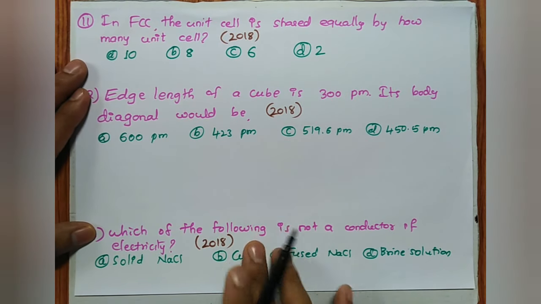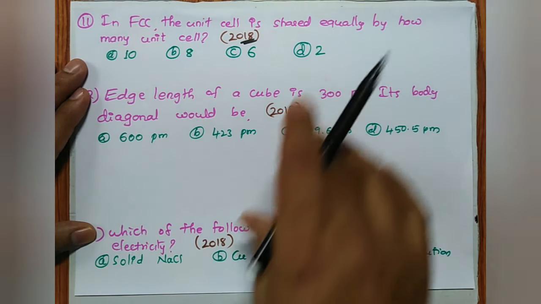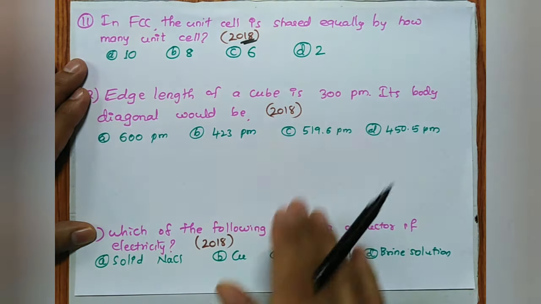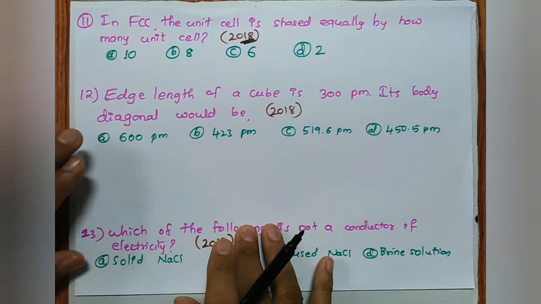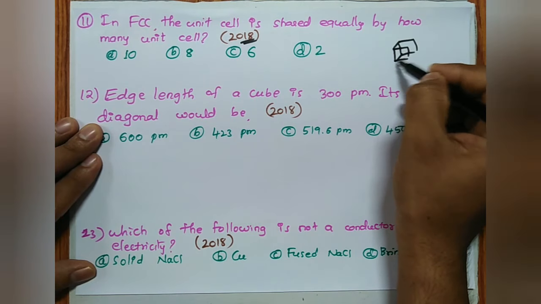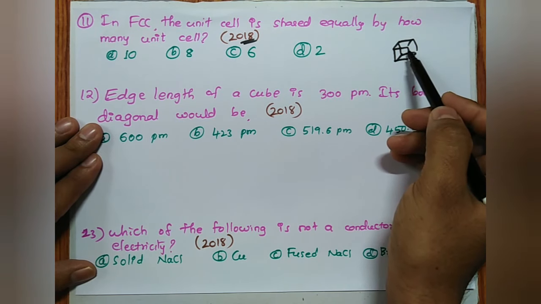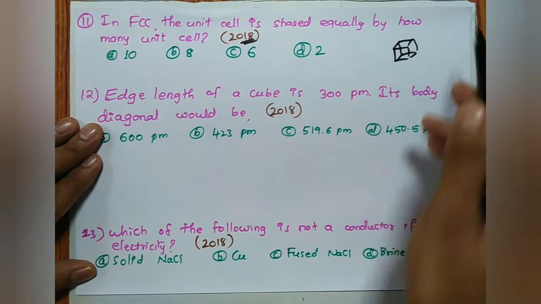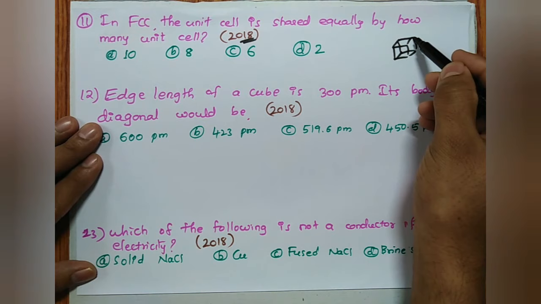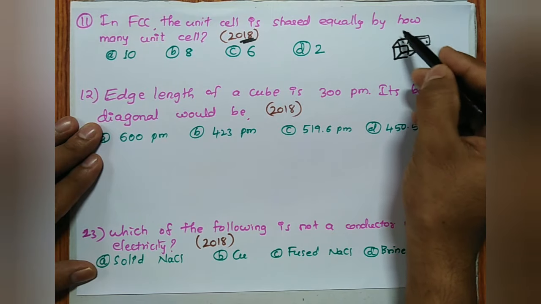Then the 11th question: in FCC the unit cell is shared equally by how many unit cells? It is actually a very tricky question. It was asked in 2018. If you think about the corner, it is shared by 8. If you think about the center, it is shared by 1. If you think about the face, it is shared by 6. So how to answer? One unit cell I can draw like this. Now you have to think, this unit cell can be present along with how many total unit cells? Now I will tell you. One face: if I draw another unit cell here, one face, one unit cell it can share. Second face, another unit cell.